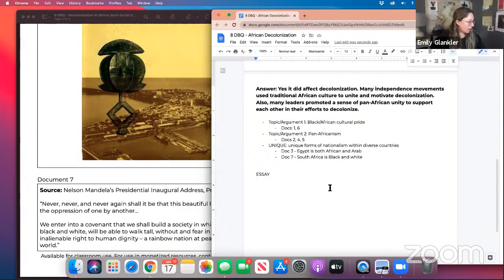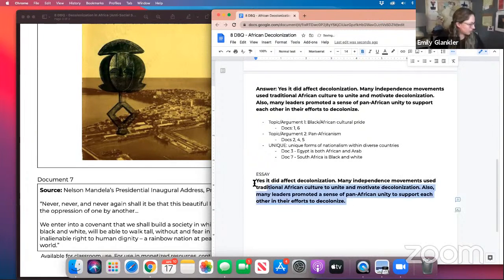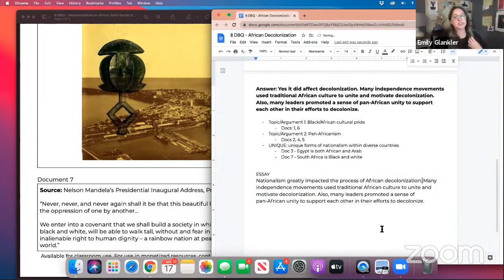So I'm actually just going to copy my thesis here and make it sound a little bit nicer. I'm going to reread the prompt and I'm just going to say nationalism greatly impacted the process of African decolonization. That's my answer. But a thesis statement has to have 2 things. It has to have an answer. So I'm saying yes, very much so. And then a line of reasoning, which are my next 2 sentences.